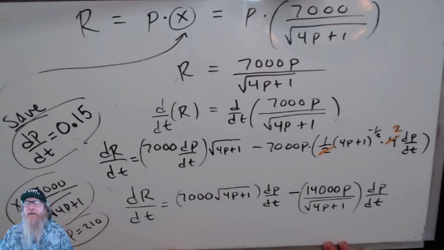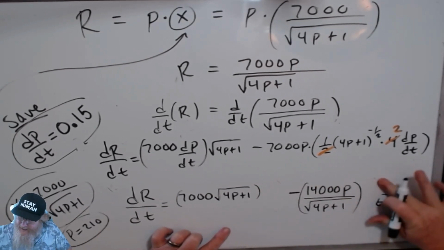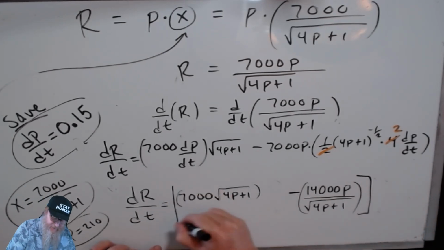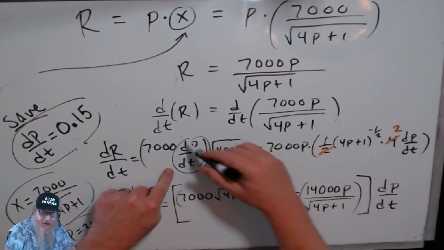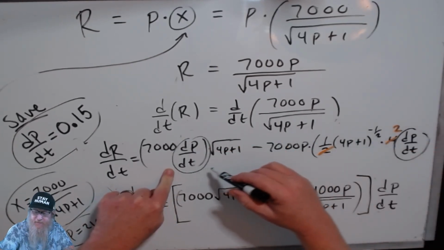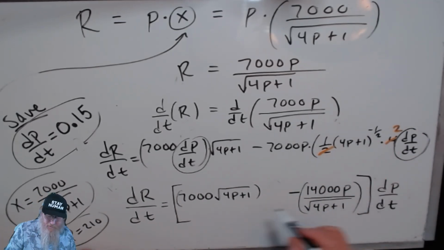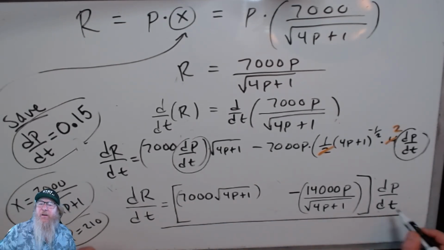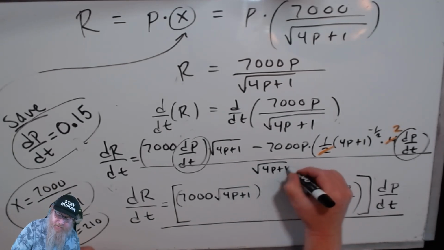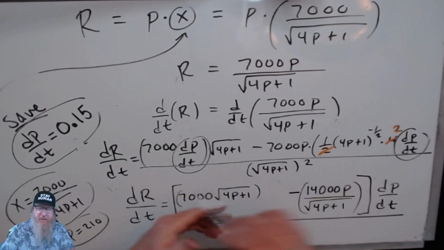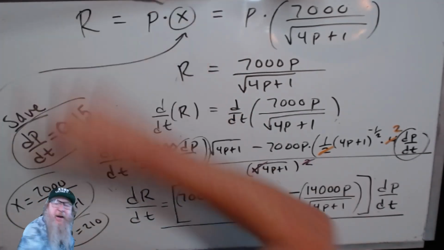All right, so I could even do this. I could even put an extra set of brackets here and put the dp dt out, since I've got 2 of them. All right. And then there's one thing I almost forgot. It just occurred to me. I've got to divide this all by the denominator squared, which will just cancel the square root. Almost totally blew it there.